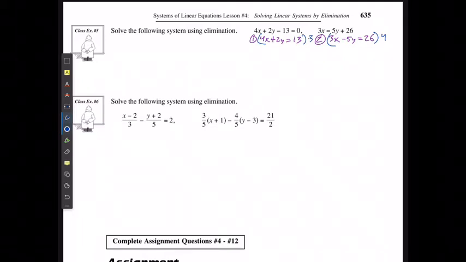So what I really have is my equation 1 is going to be 12x plus 6y is equal to 39. My equation 2 is going to be 12x minus 20y is going to equal 104.